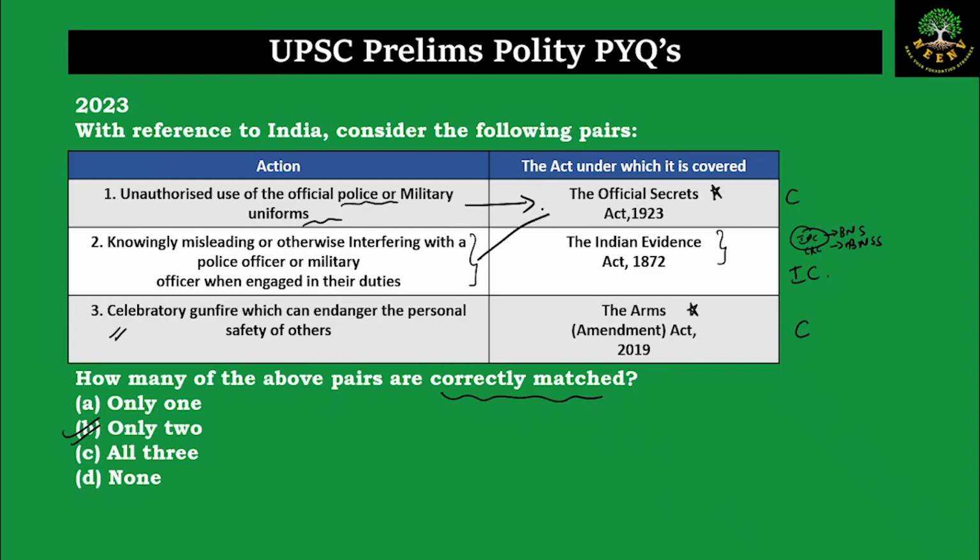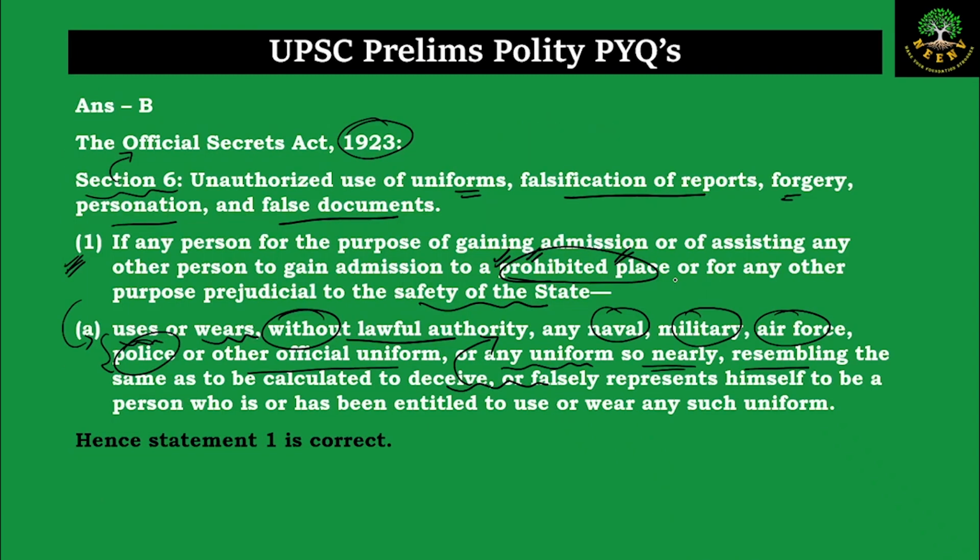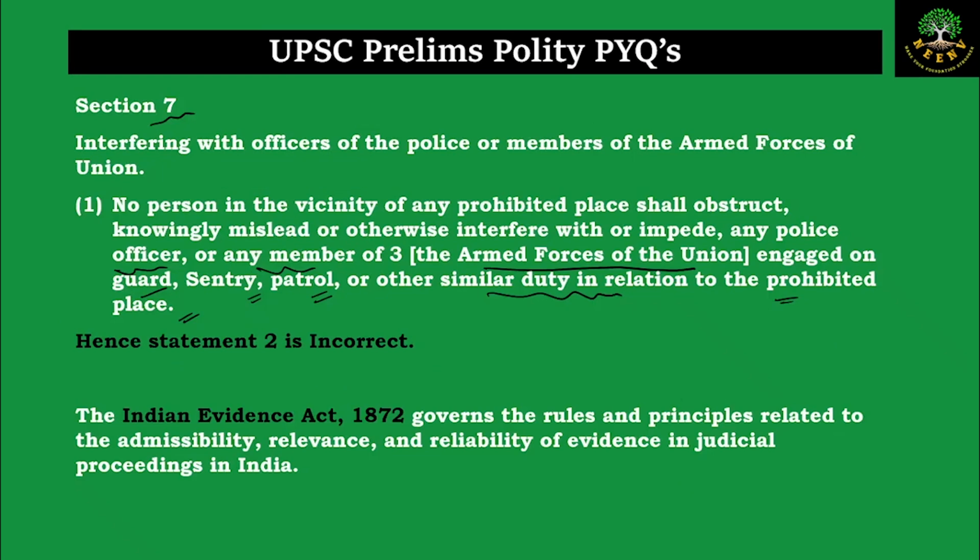So this is also covered under the Official Secrets Act and not the Indian Evidence Act, because under the Indian Evidence Act, whatever you cover will be with respect to the admissibility, relevance, and reliability of the evidence in judicial proceedings. How you will collect the evidence, whether some confessions will be accepted or not, how a particular confession has to be taken, how you should demonstrate and submit the evidence to the court. All this will be covered under the Indian Evidence Act. Now the Indian Evidence Act has been renamed as the Bharatiya Sakshya Adhiniyam of 2023.